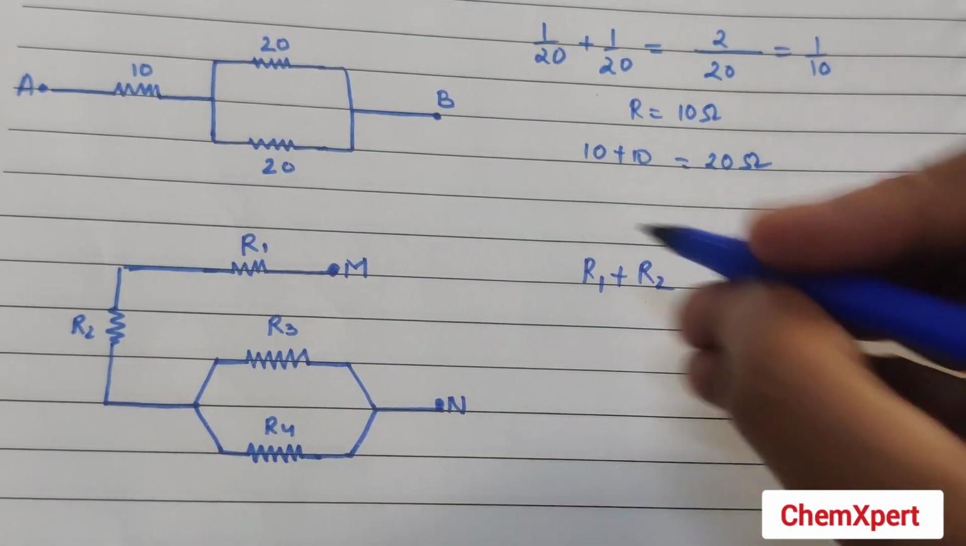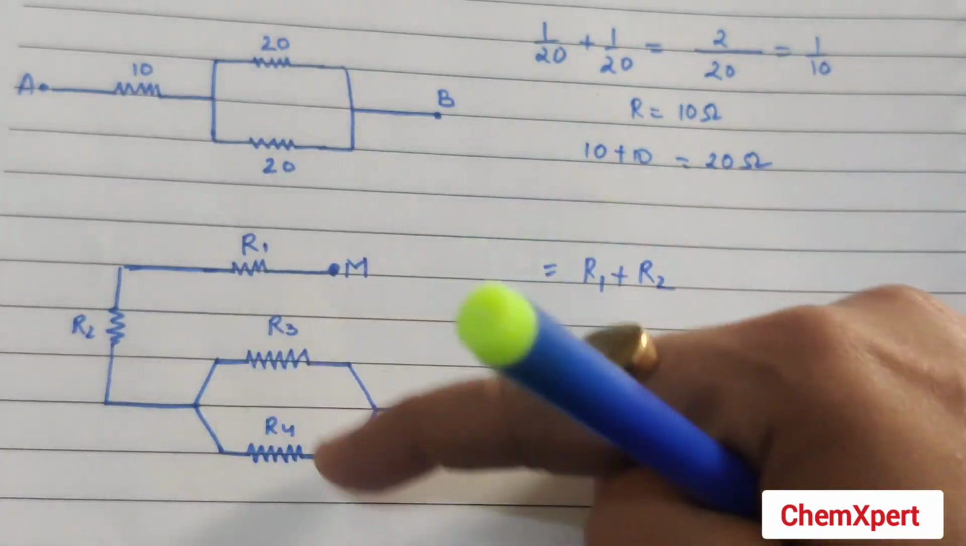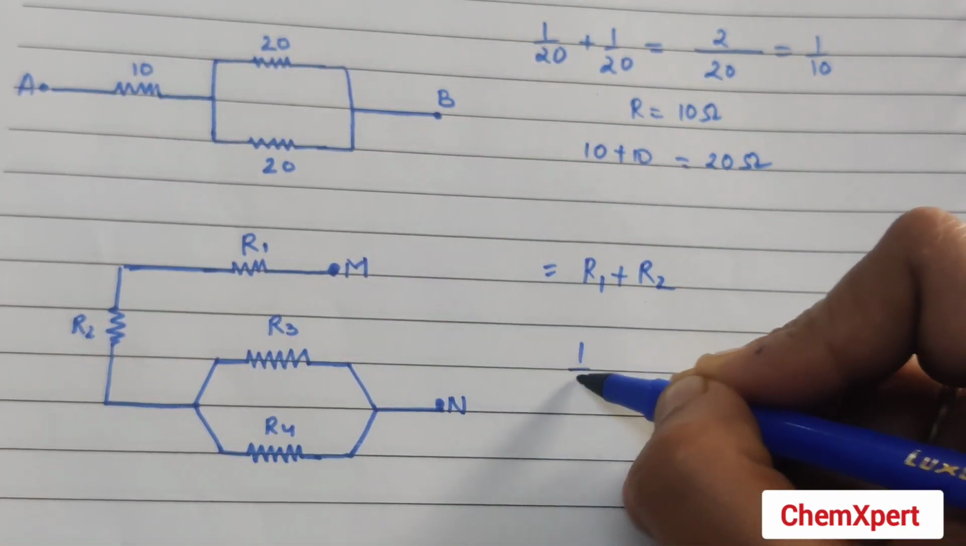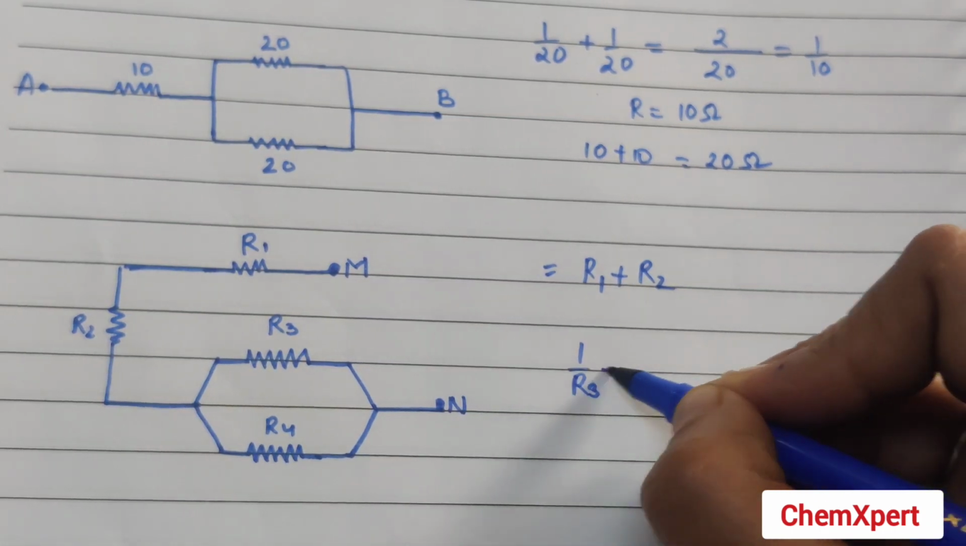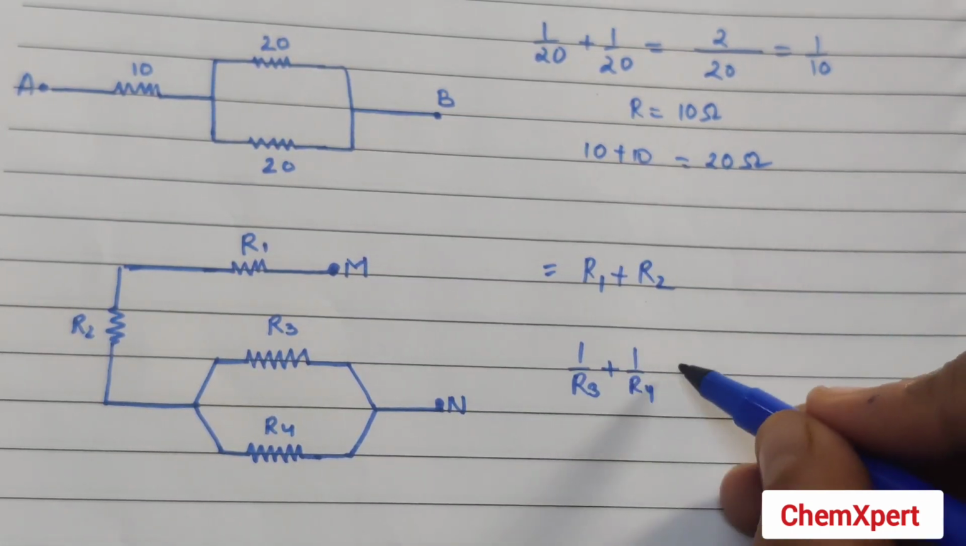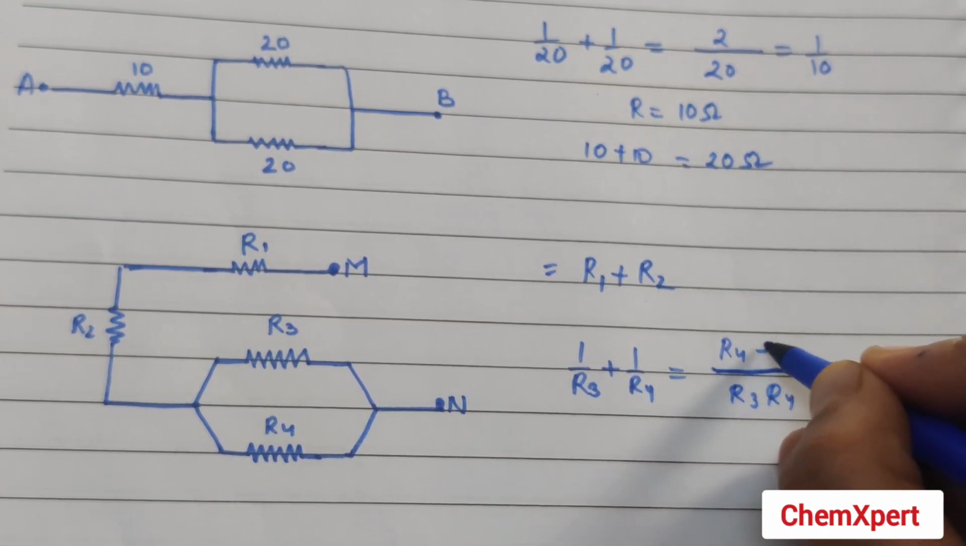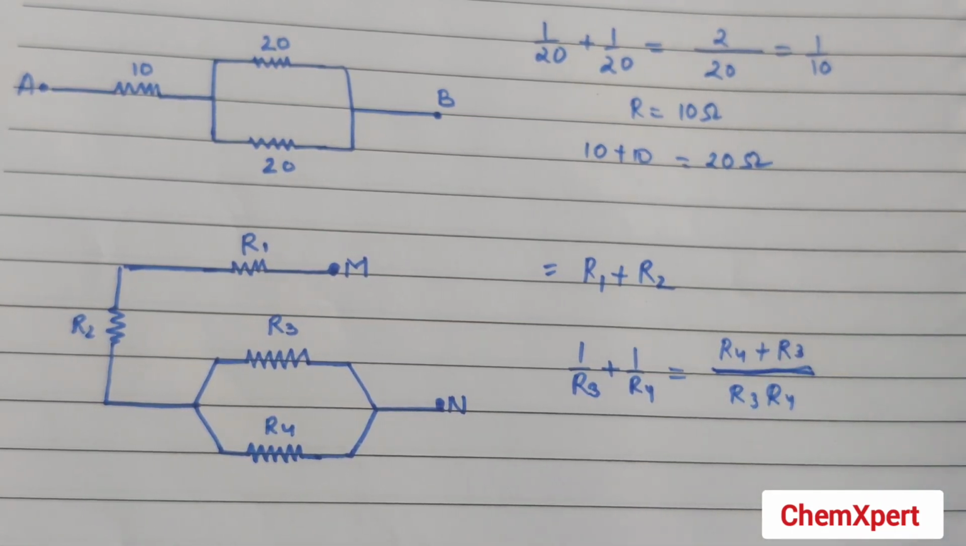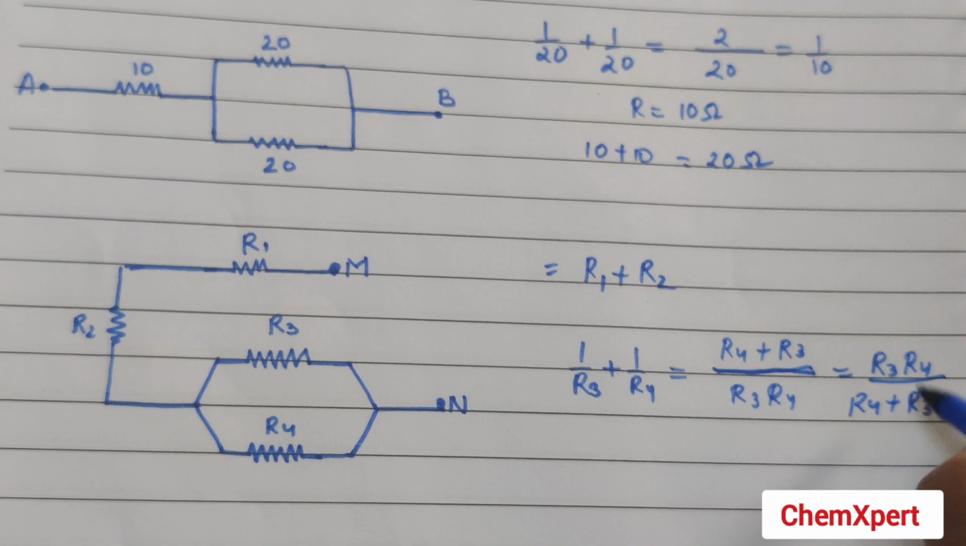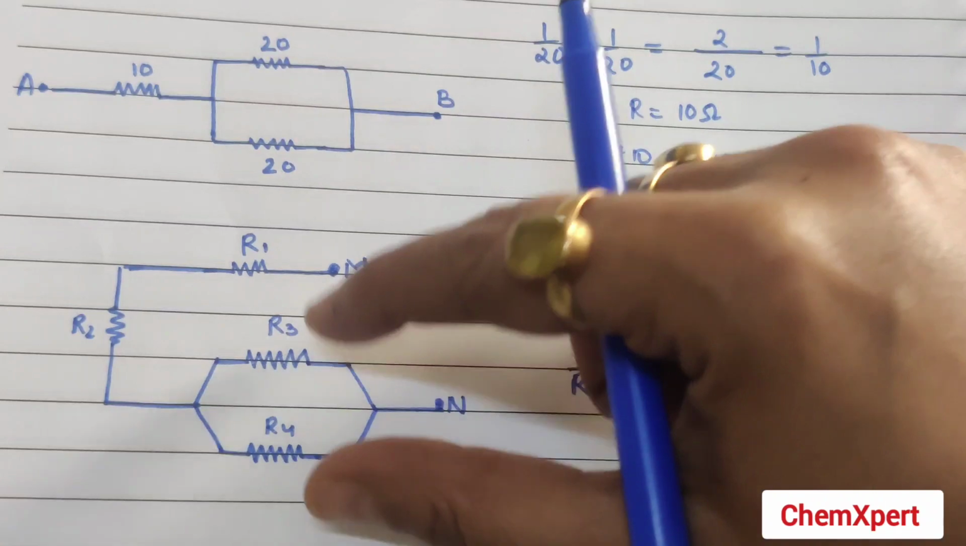R1 plus R2 for this section, and for this section we will solve it like this: 1 upon R3 plus 1 upon R4. So now the LCM will be R3 into R4. So it will become R4 plus R3 over R3 into R4. For this section the equivalent resistance is R3 into R4 divided by R4 plus R3, just the reverse of this.